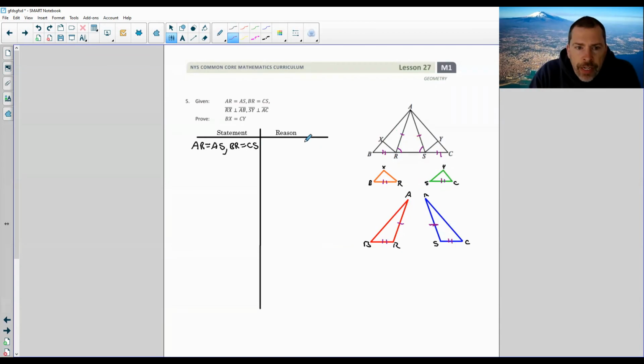So the measure of angle ARS is congruent to the measure of angle ASR. That's what we're going to say next because this is an isosceles triangle, yes? So then we can say that this was given. And then we can say the measure of angle ARS equals the measure of angle ASR.